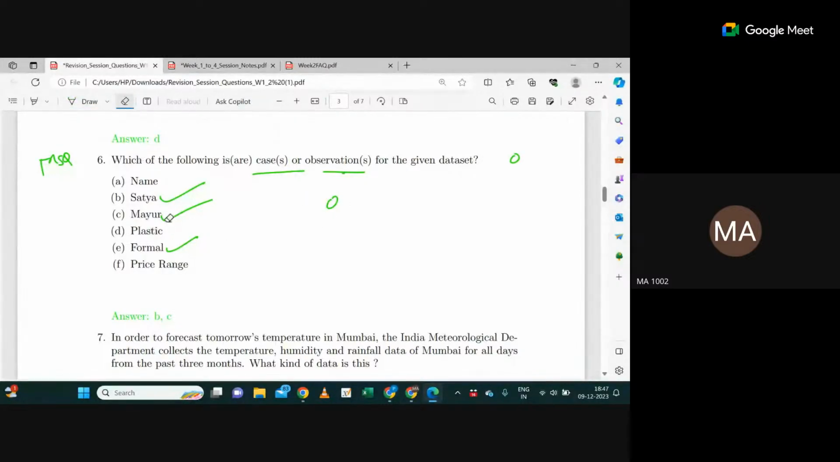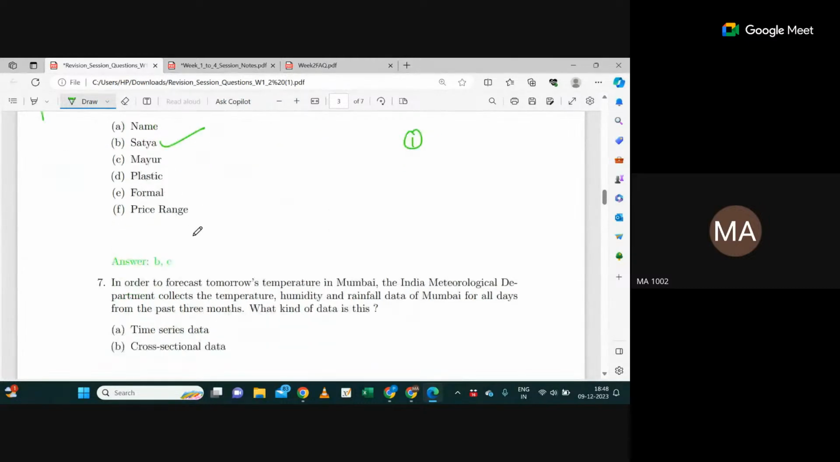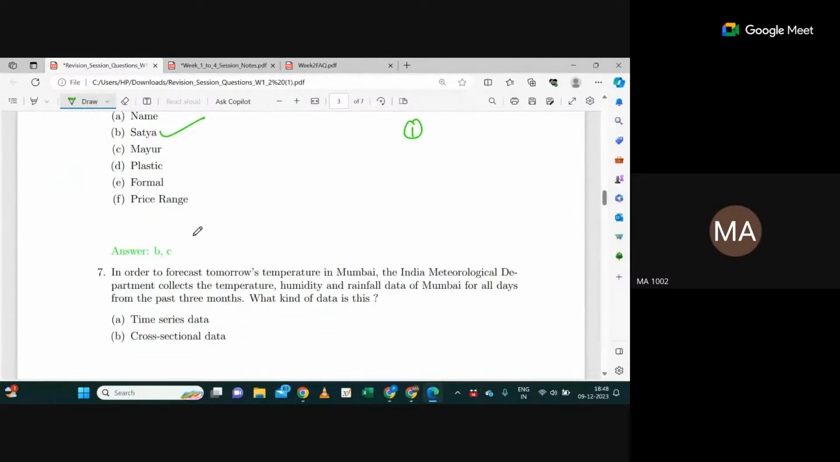For example, B and C are correct. If you have selected only B, you will get half the weightage of that question. Suppose this question is of weightage 2 marks, then you will get 1 mark because you have selected one of the correct options. Any wrong option in MSQ, you will get 0. Clear? Okay, fine. So let's move to the next part.